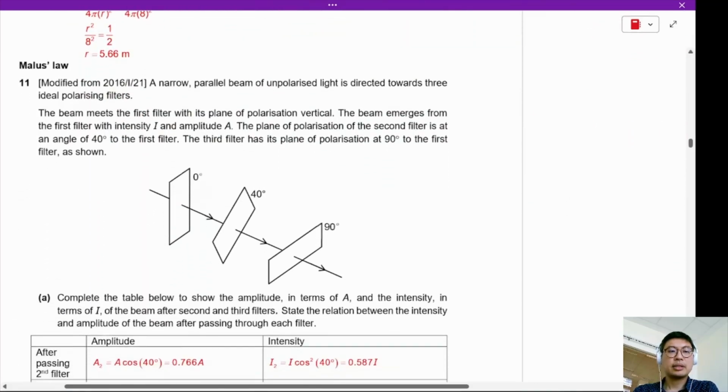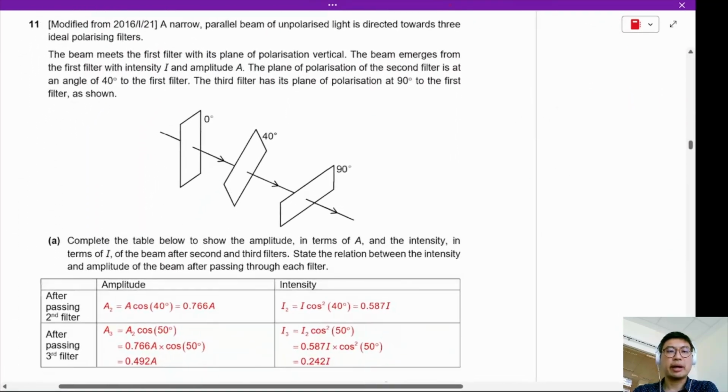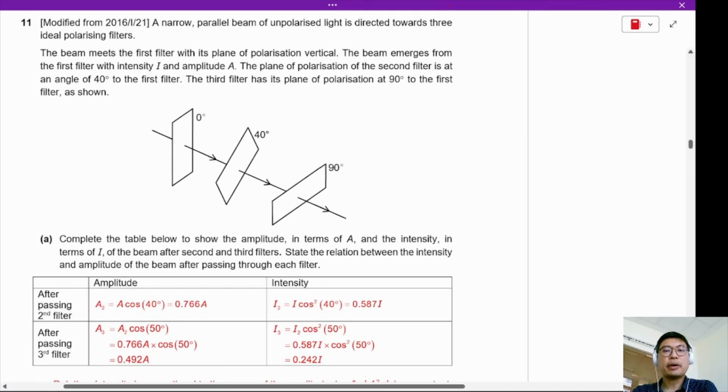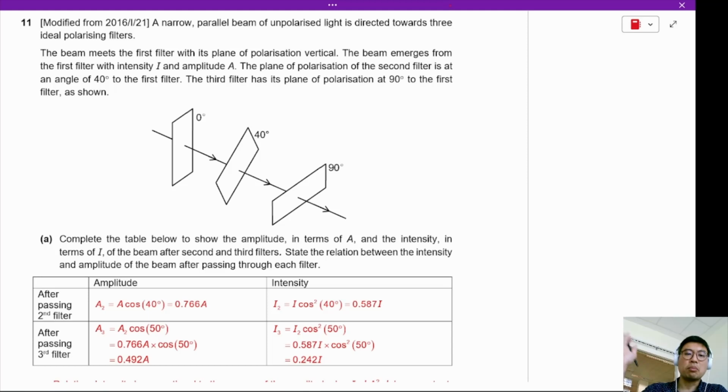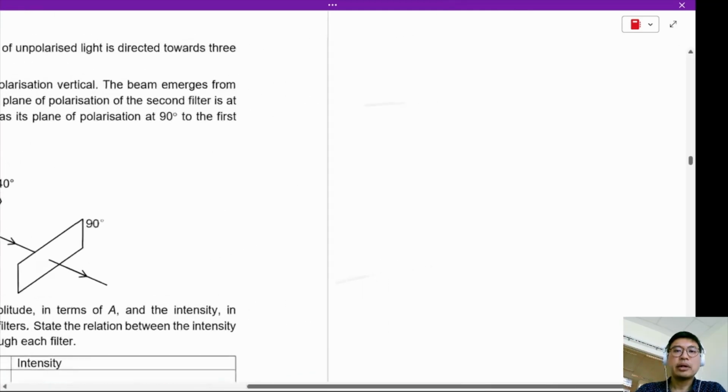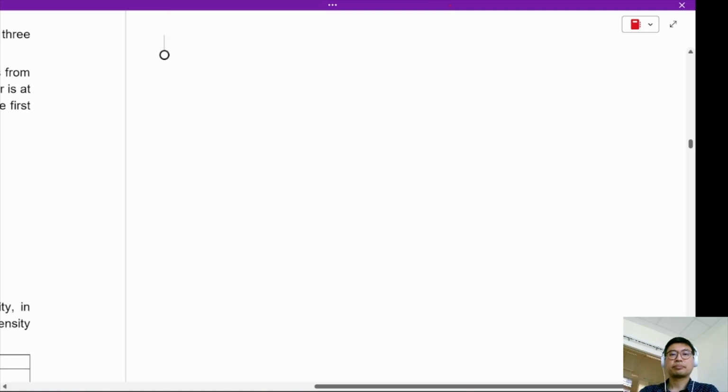Okay, next, let's go to question 11, Malus law. A narrow parallel beam of unpolarized light is directed towards 3 filters. The beam meets the first filter with a plane of polarization vertical, and then subsequently, more and more polarizers are tilted. Now Malus law comprises 3 parts.